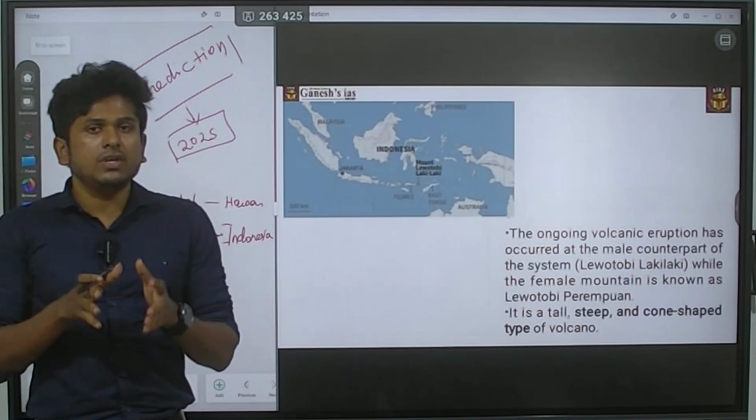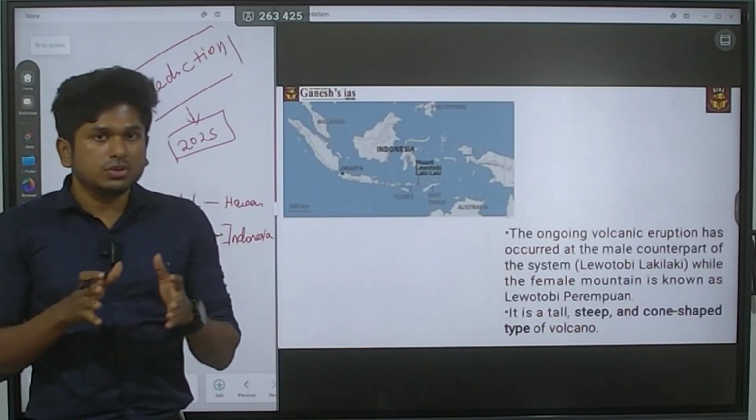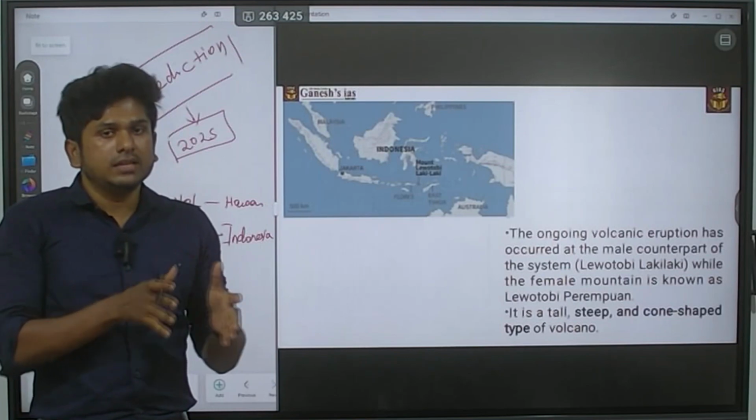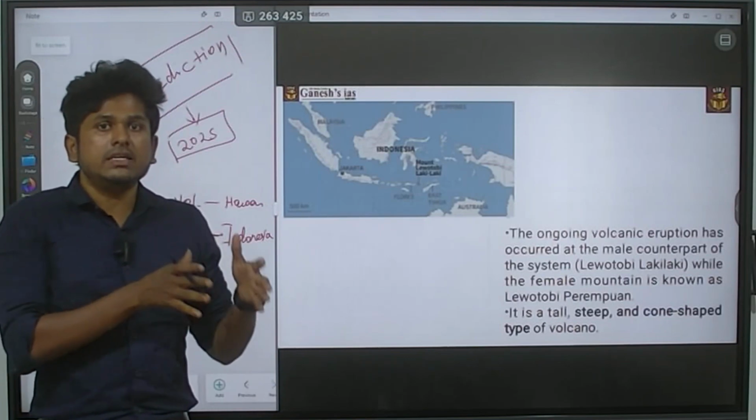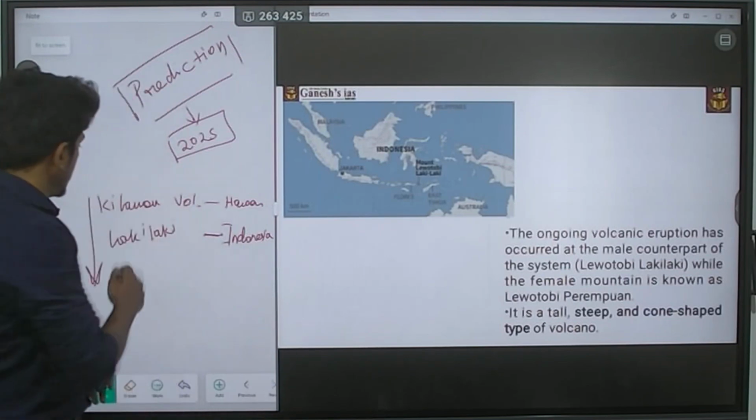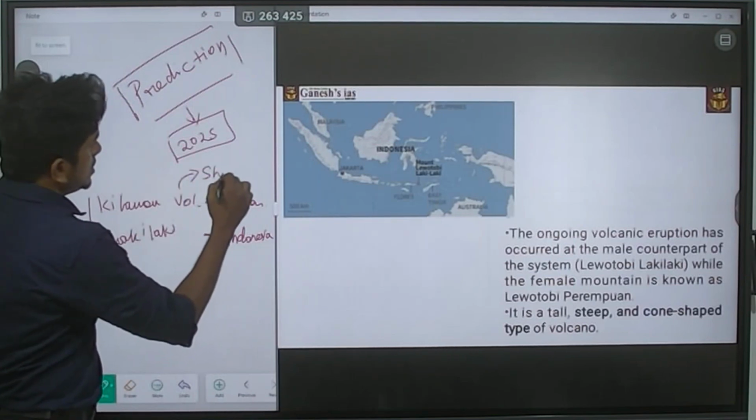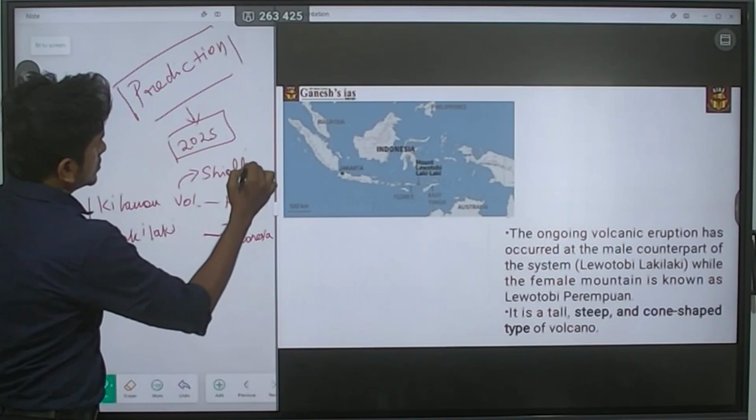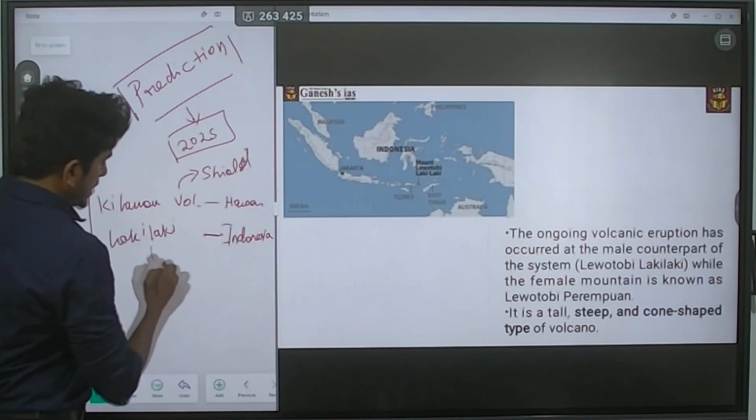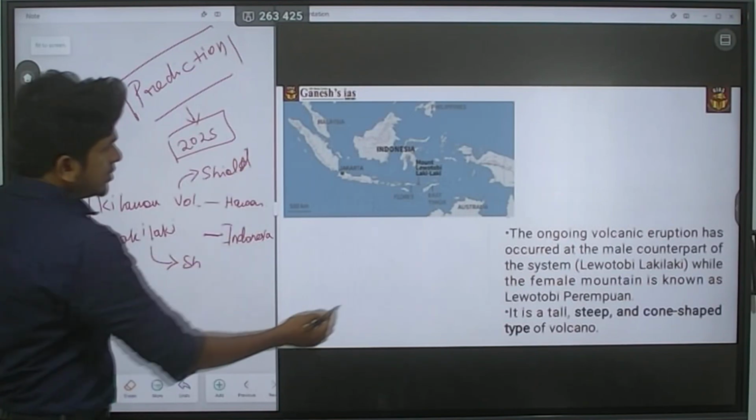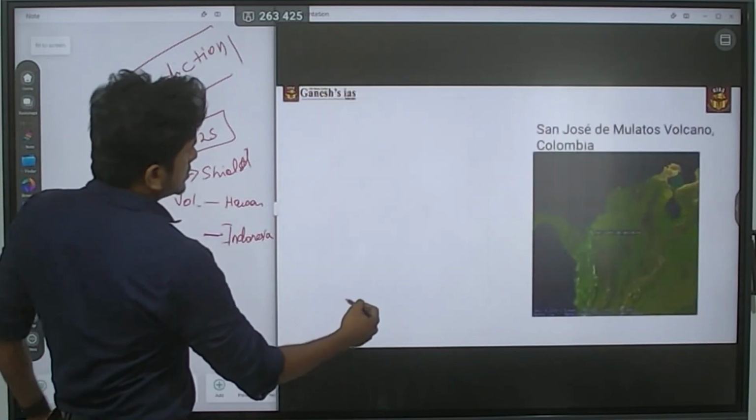So this is the way you have to predict it. These are the research-based ones. They may ask a question based on these patterns. Or else the question may be like, Kilauea volcano is a shield type volcano, okay, and then Laki-Laki is also shield based. For example, where is the other thing?